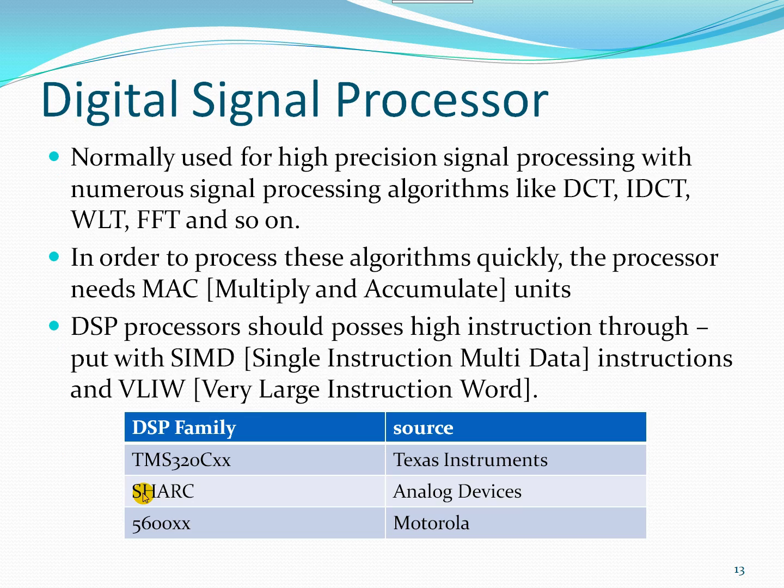Then next we will be discussing the digital signal processor. Normally these digital signal processors are used for high-precision signal processing with numerous signal processing algorithms like DCT, that is the discrete cosine transform, inverse discrete cosine transform, Fourier transform, and fast Fourier transform, and so on. So in order to process these kinds of algorithms quickly, the processor needs to have multiply and accumulate units, MAC units.